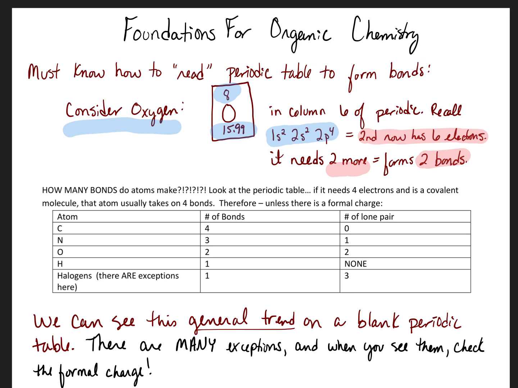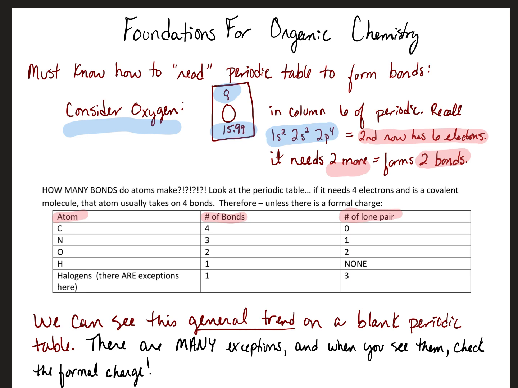So I've made a chart here for you, different atoms, and the number of bonds that they form. Keep in mind, you have to have 8 electrons around most atoms when covalent compounds are formed. So when you look at this, you have to have the right number of lone pairs as well in order to equal 8 electrons around it.